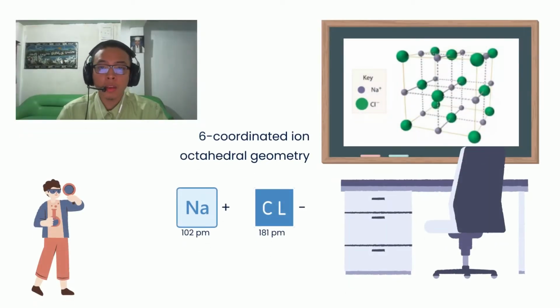The cell looks the same whether you start with anions or cations on the corners. Each ion is 6 coordinated and has a local octahedral geometry. This picture shows how the Na or the sodium and Cl or the chloride ions occupy the space. The smaller ions are the sodium, which has an atomic radius of 102 picometers, and the larger ions are the chloride with an atomic radius of 181 picometers.